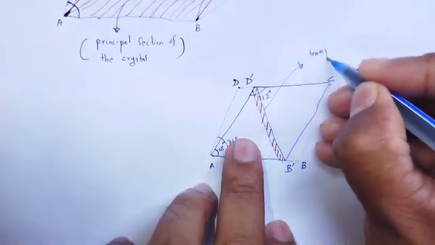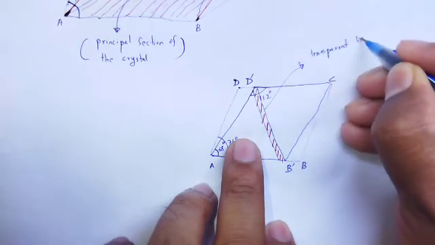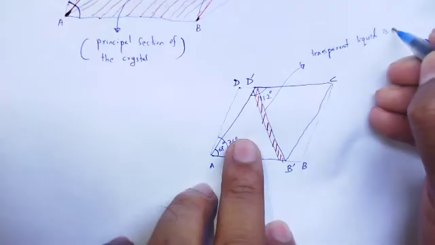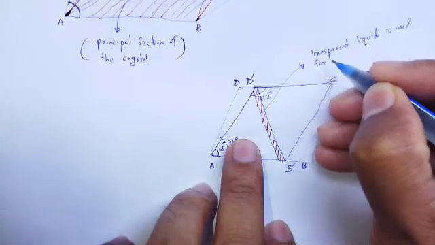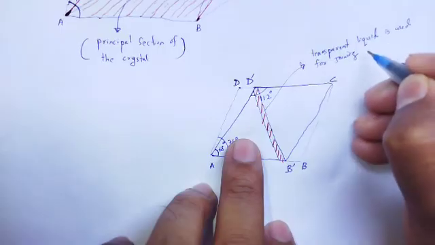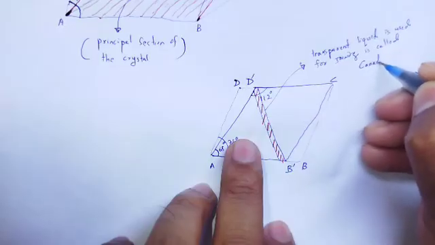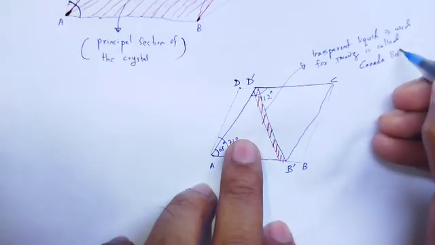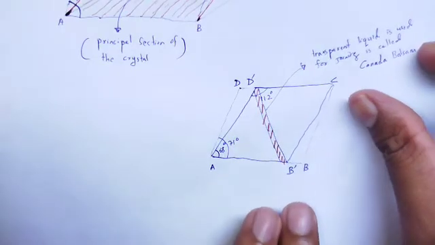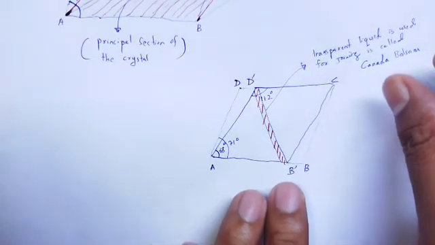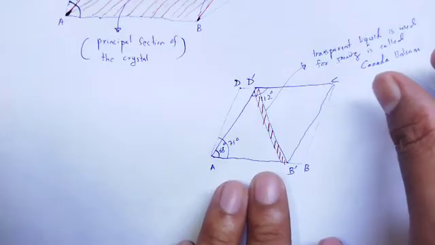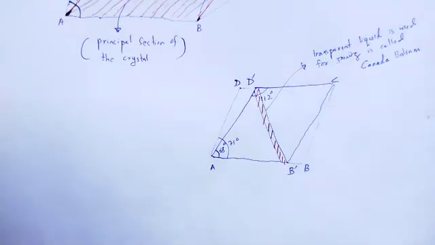The transparent liquid is used for joining. It's called Canada balsam. That Canada balsam has a refractive index within the range of the refractive indices of the E ray and O ray for the calcite crystal.